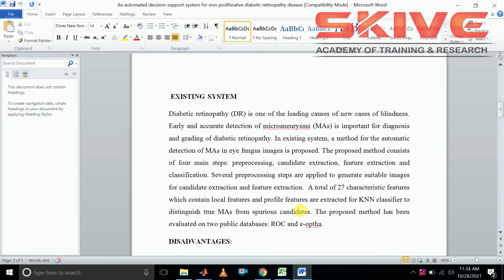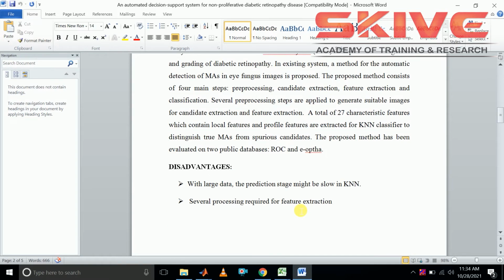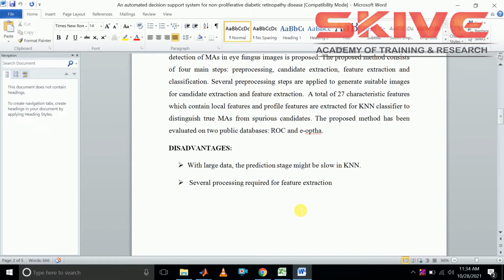In the existing system, the classification process is done by the nearest neighbor classification method. After the pre-processing steps and the feature extraction, the final classification is done by KNN. Here, when the data is large, the KNN classifier will not give accurate results. The processing steps are also very slow.